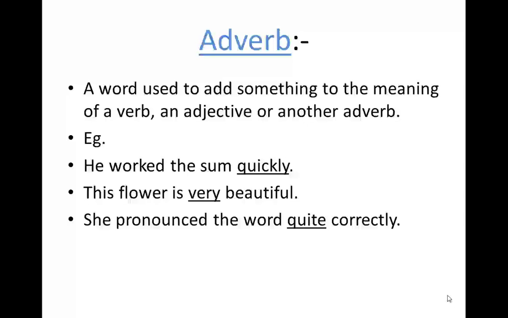She pronounced the word quite correctly. Over here in this third sentence, it is adding a meaning to another adverb. Is it clear? He worked the sum quickly. Here it is adding meaning to the verb worked. In the second sentence, this flower is very beautiful, adding meaning to the adjective beautiful. She pronounced the word quite correctly. Over here it is adding meaning to another adverb, correctly. Clear?